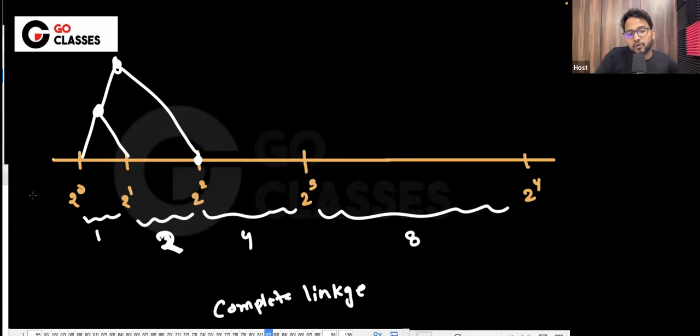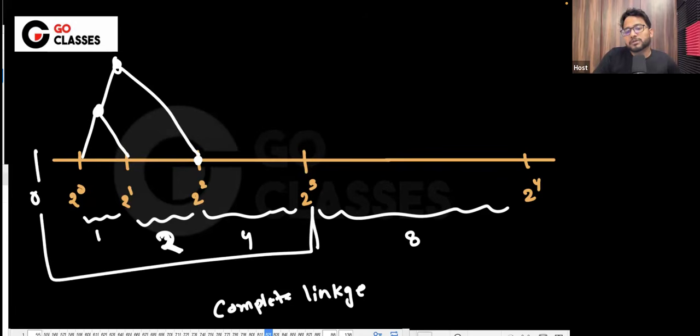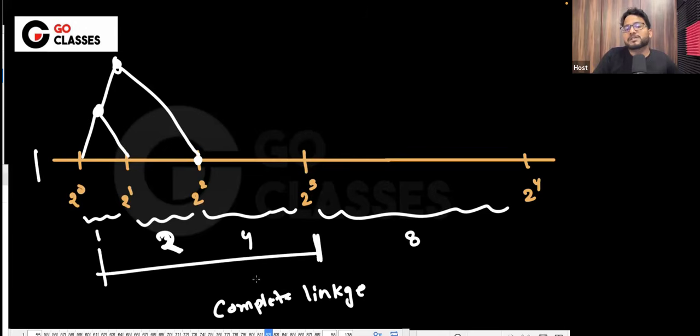If you start from 0, then the distance is 2 power 3. But you're already starting from 1, right? So since you're already starting from 1, the distance will be 2 power 3 minus 1. So that's why this will get merged with this.